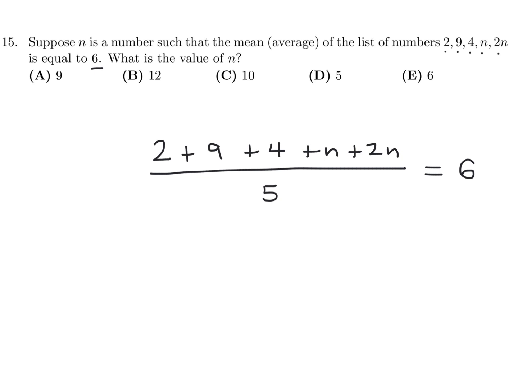Okay, so let's do this. So this is going to be 15 plus 3n. And I'll cross multiply it to get 30. And therefore 3n is equal to 15. And therefore n is equal to 5. And therefore the answer for 15 is D.